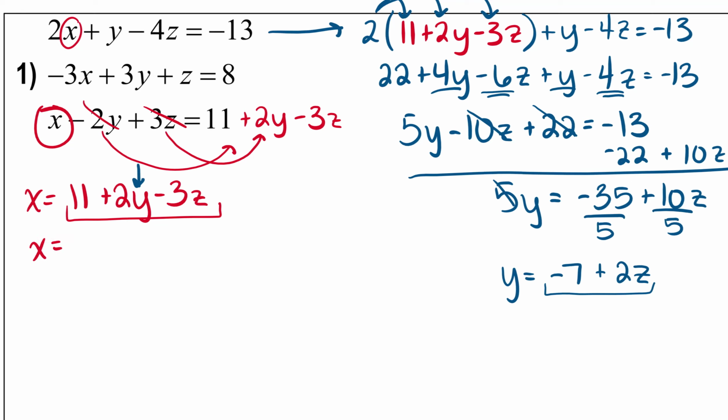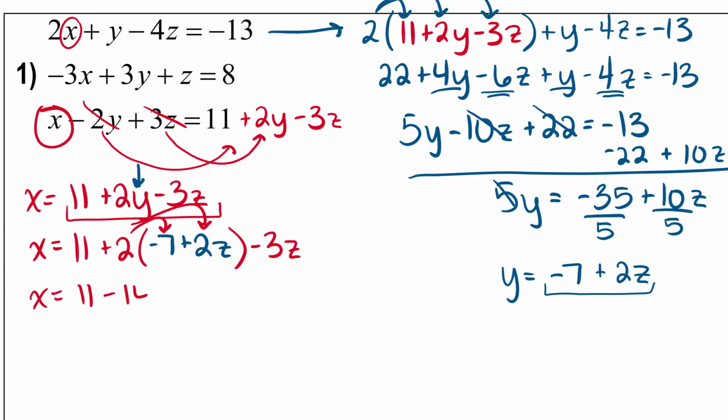So I have x equals 11 plus 2. Now instead of y, I'm going to go ahead and write what we just solved for. Negative 7 plus 2z. And then minus 3z. Now I can go ahead and distribute, and this will definitely help me in a minute. So 11 minus 14 plus 4z minus 3z. And I have like terms. So 11 minus 14, that is negative 3. And then 4z minus 3z is just 1z.